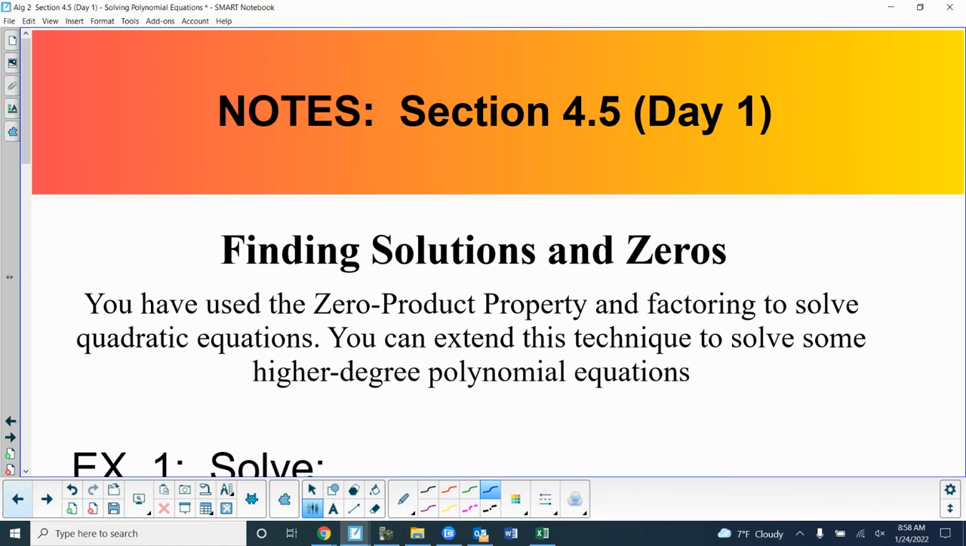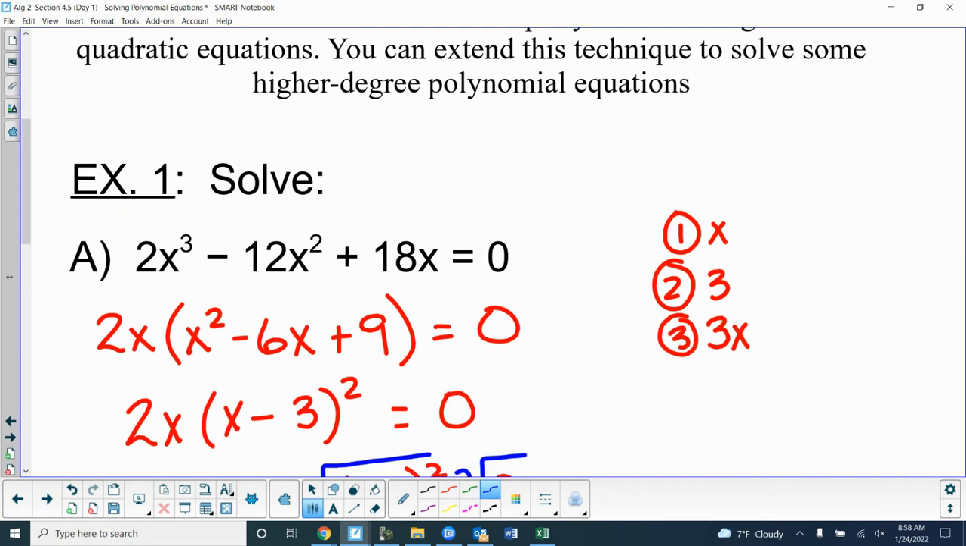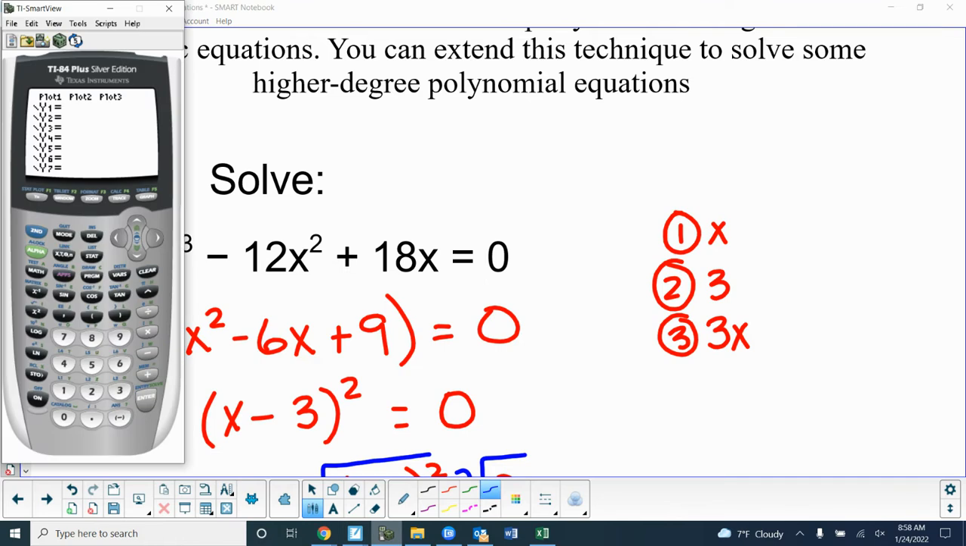Let's go back to that problem. We're talking about example 1 here. So I'm going to put this 2x cubed minus 12x squared plus 18x in my calculator, and look at the graph. All right?